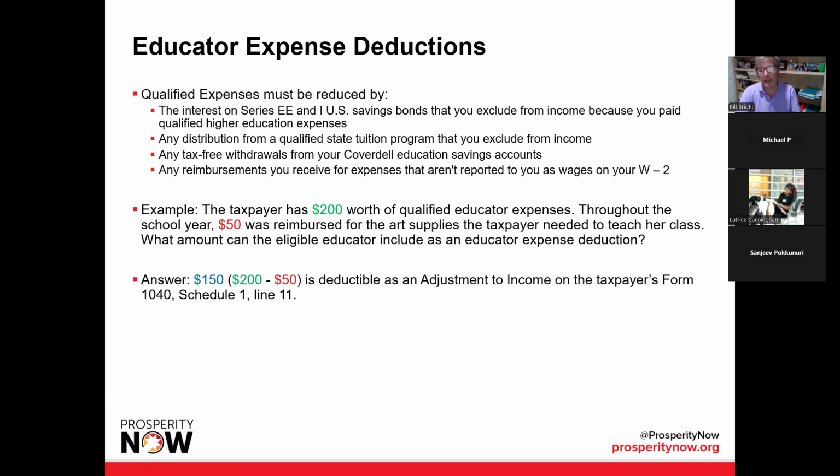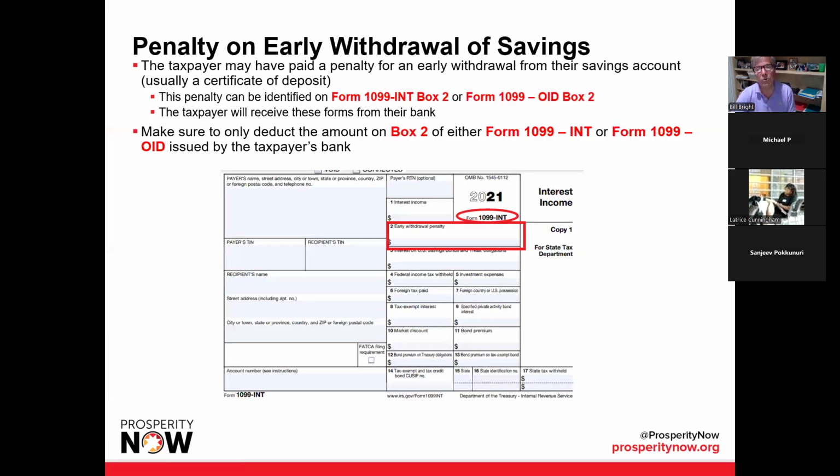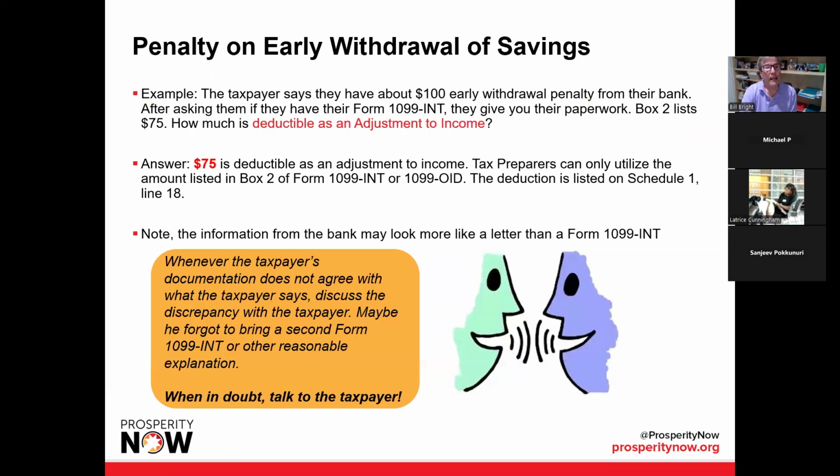Okay, don't worry about it. You can't take that if you use proceeds from Series EE bonds to pay for that stuff. If you withdraw savings from an account like a CD early, you get an early withdrawal penalty. That's an adjustment as well. Again, we don't really see a lot of this because our clients don't have anything that's wrapped up in a certificate of deposit.